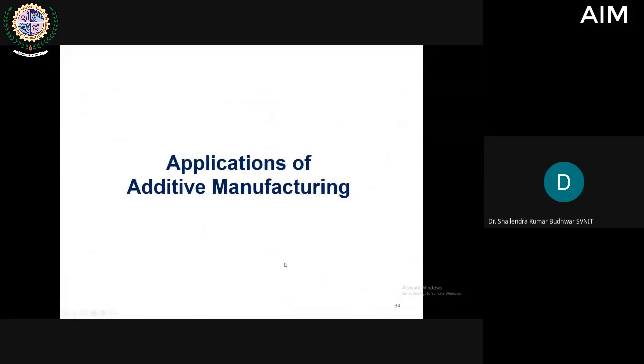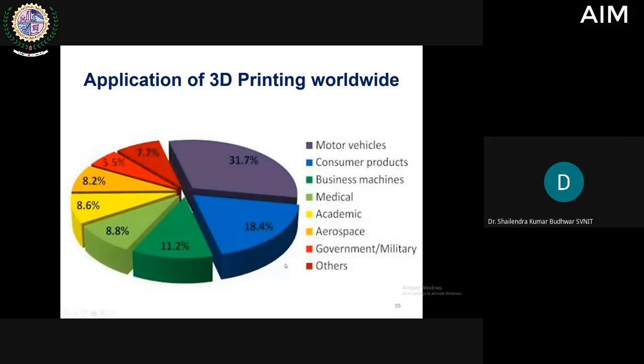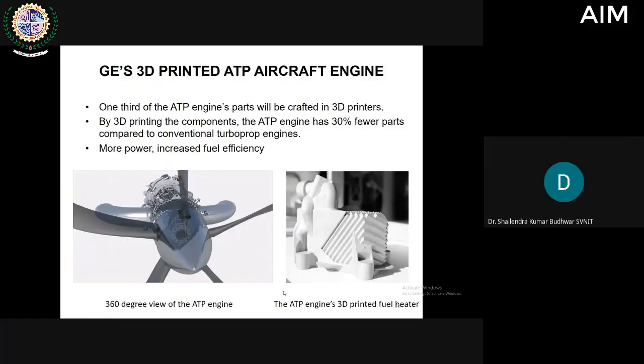Now, what are the applications of this additive manufacturing? You can see from this graph that most of the applications are in automotive domain, that is for motor vehicles, then around 19% in fabrication of consumer products, then business machines around 11%, medical field around 9%, in academic institutions around 9%, aerospace industries around 8%. Okay, so this figure shows the various domains of application of this additive manufacturing worldwide.